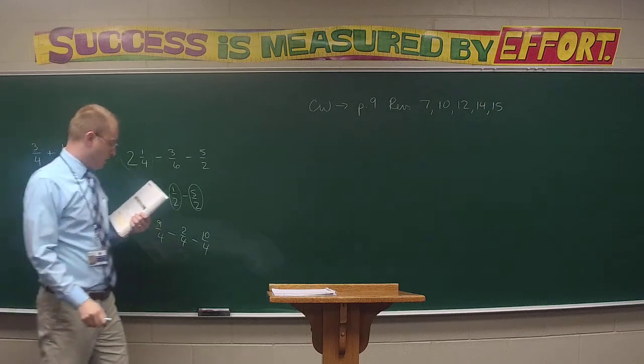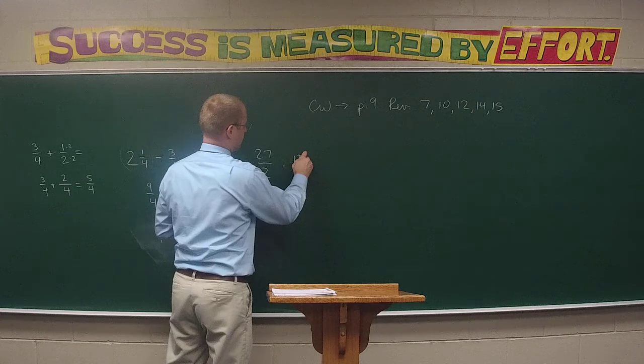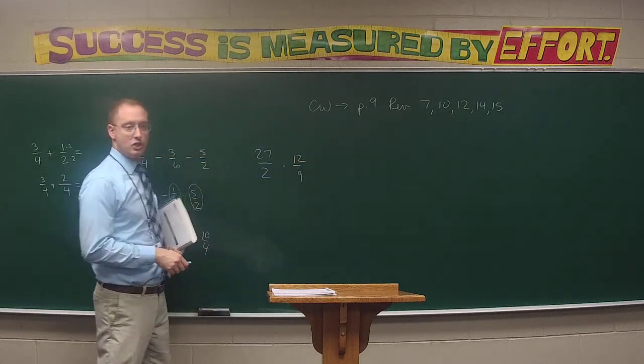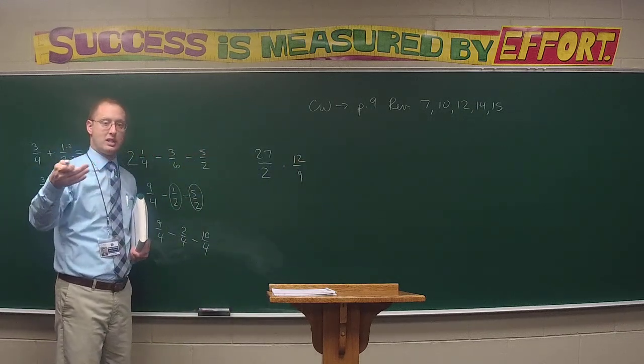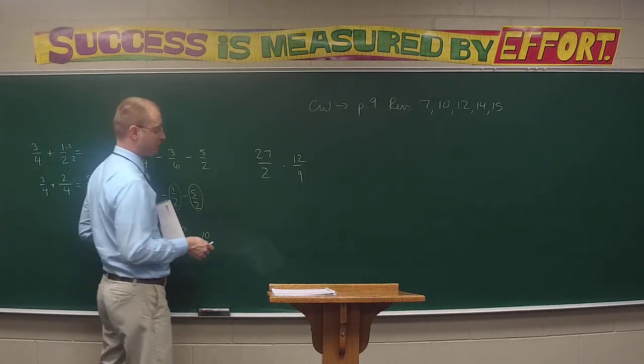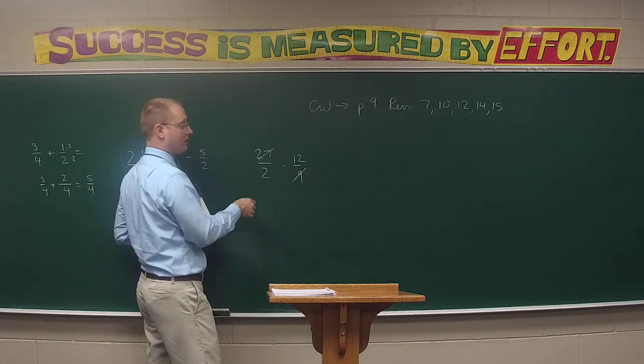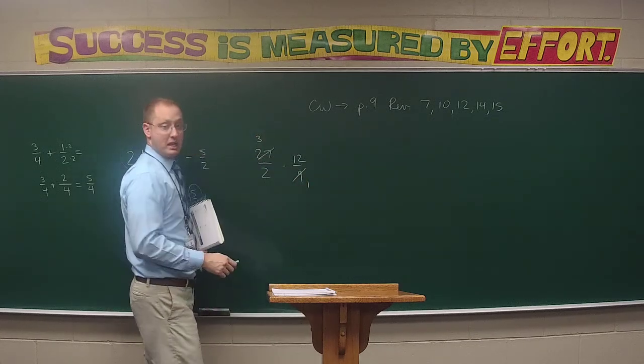All right. Number 12. We had a multiplication problem. 27 halves times 12 ninths. Remember, with multiplication, you get to cancel stuff. Numerators get to cancel with denominators. What's something we see that can cancel here, Michael? 27 and 9. Let's cancel 27 and 9 to get 3 and 1. 3 and 1. Something else we can cancel, Kendall?